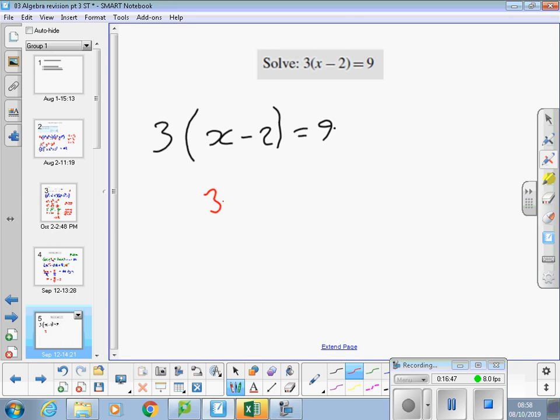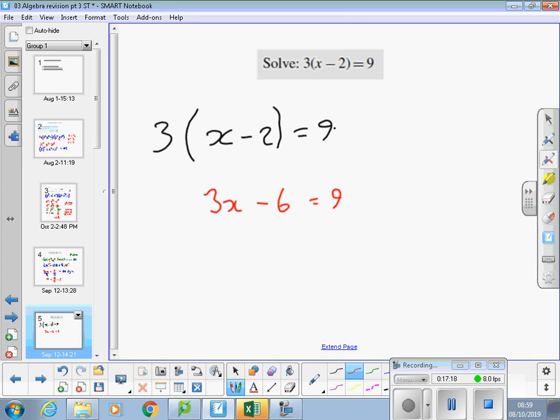So we've got to do 3 times x, 3 times minus 2 is minus 6, equals 9. Actually, with this problem, that doesn't cause an issue. But sometimes, if you had two sets of brackets, or if you had an x outside the brackets, you're probably going to make the problem bigger. So we'll probably come to one like that later on. But we'll carry this on.